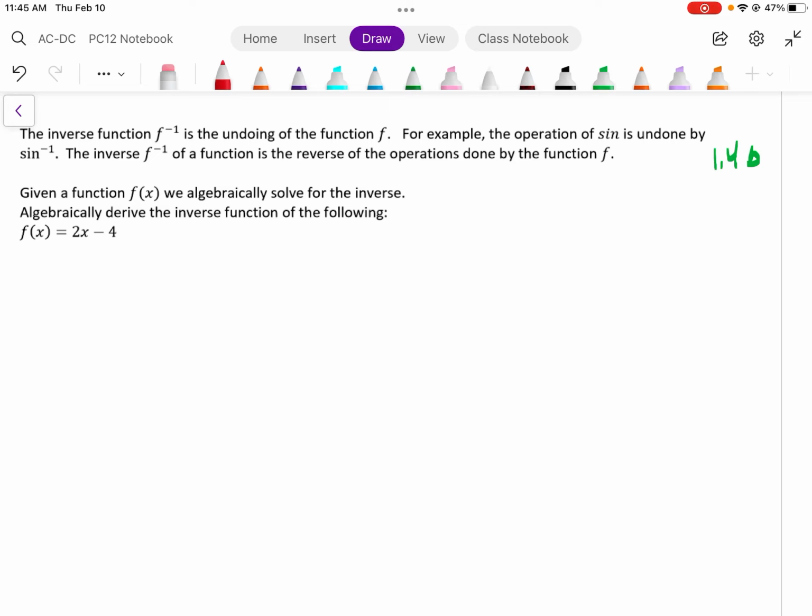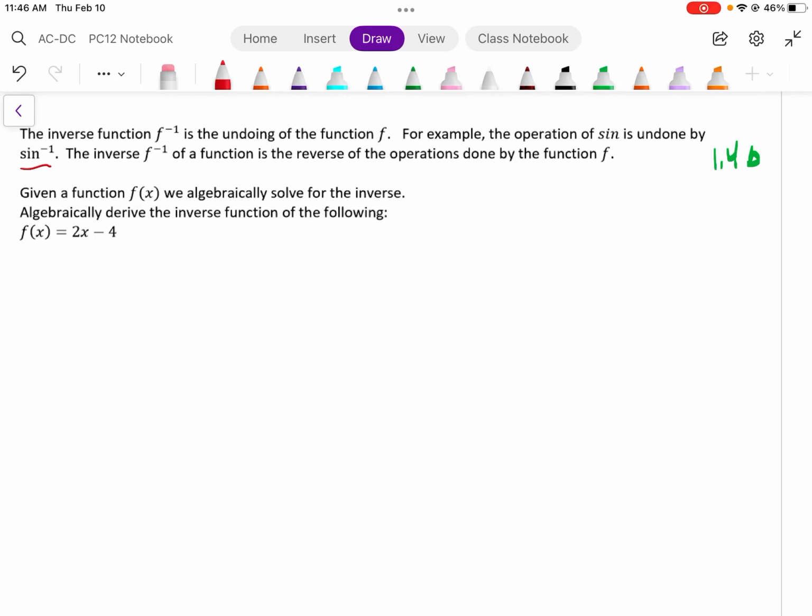The inverse function f inverse, or f -1, is the undoing of the function f. For example, the operation sine is undone by the inverse. And what do we call this? It's not sine to the -1, it's actually called inverse sine. The inverse, f inverse, of a function is the reverse of the operations done by the function f. So if f does, f inverse undoes. Do you know what the inverse of the inverse function is? That's right. It's just the regular function.